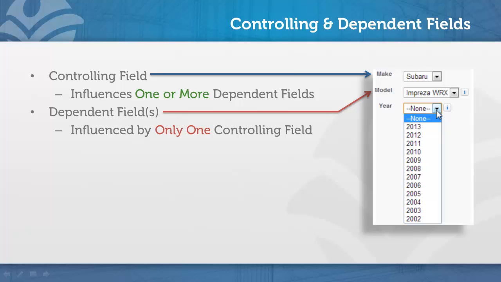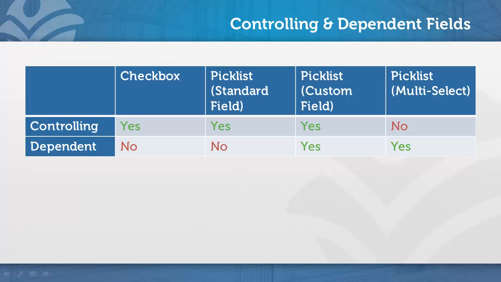Model is both a dependent and a controlling field as it also determines which values are displayed for year, and year is a dependent field. There are some limitations around which fields can be controlling and which can be dependent. The key ones to note are that standard pick list fields can only be controlling, they cannot be dependent, and multi-pick lists can only be dependent and cannot be controlling.